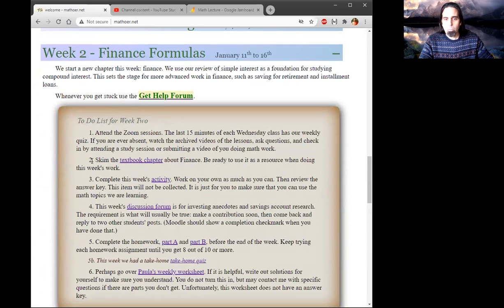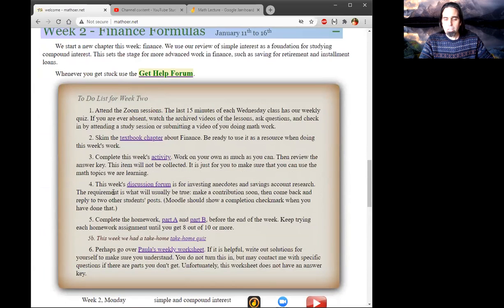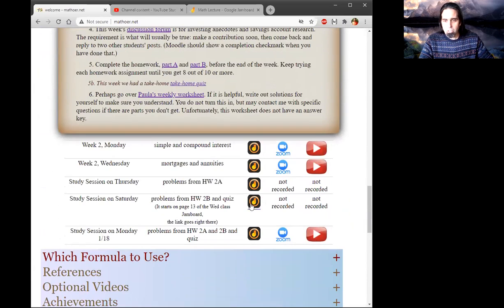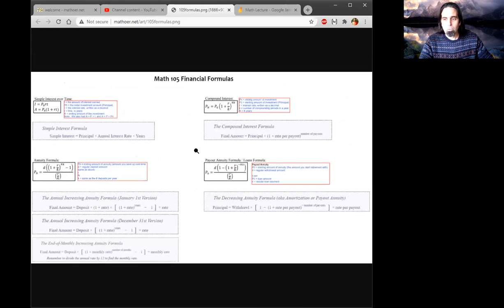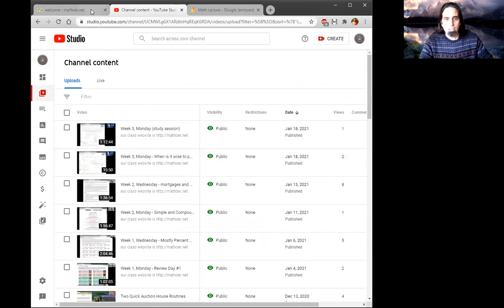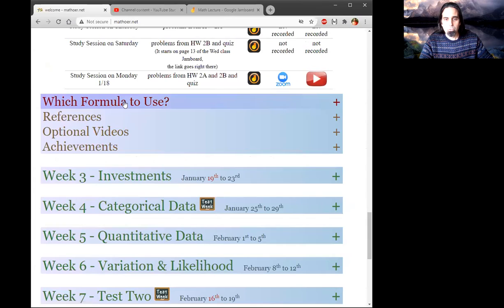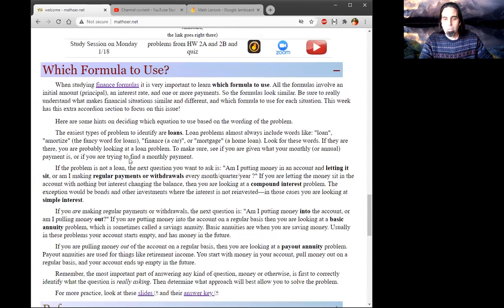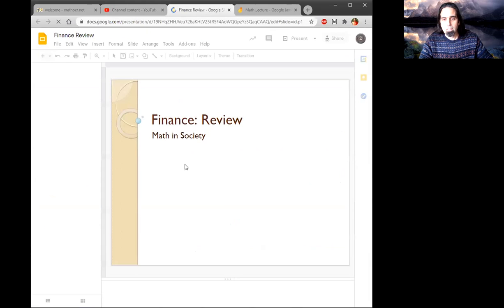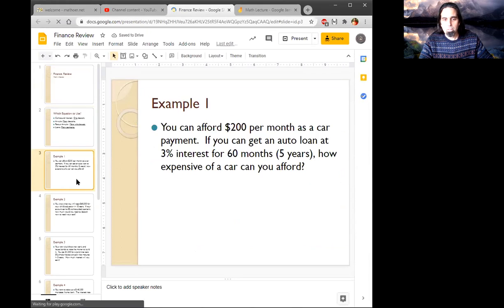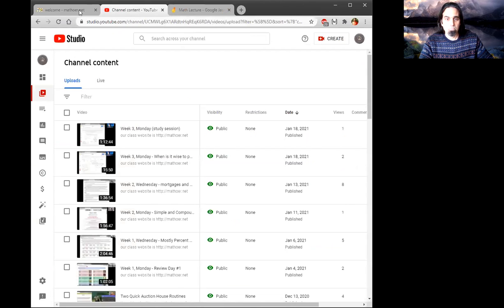But now if I expand week 2, then the to-do list looks the same. There's the study session, Jamboards and recordings if you want those. The which formula to use is a big part of it. So here is the link for our formula page. If you're wondering where that is hiding, it's now not hiding awkwardly, but in the which formula to use accordion foldout. And there are several paragraphs here talking about that. And then there's some slides that you can use to sort of test yourself and say, do I know which formula goes in which spots, with some examples.